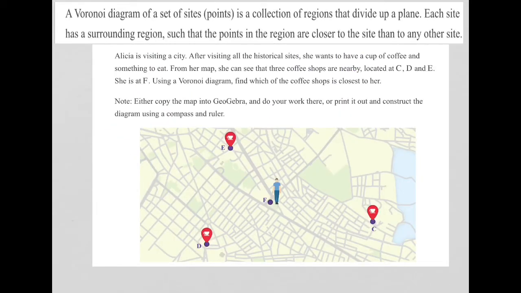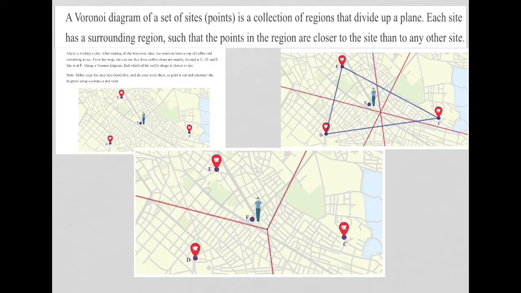There is another question over here. Alicia is visiting a city and wants to drink some coffee. Of course, the person will go to the nearest coffee shop. So in order to decide which coffee shop is closer, we will draw perpendicular bisectors. Here you can observe that three perpendicular bisectors have been drawn. This one is the perpendicular bisector between the two coffee shops. There are two other perpendicular bisectors here and here.